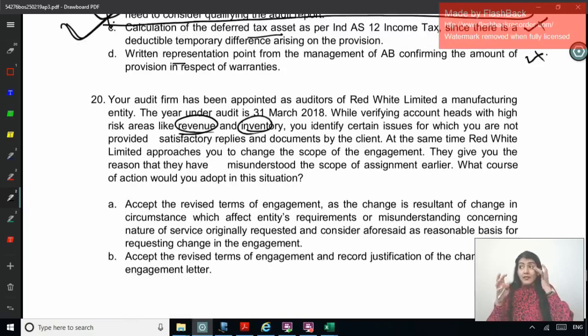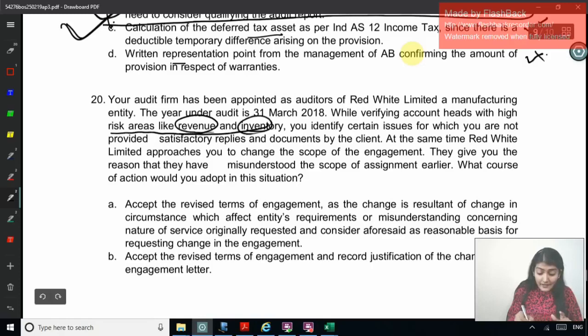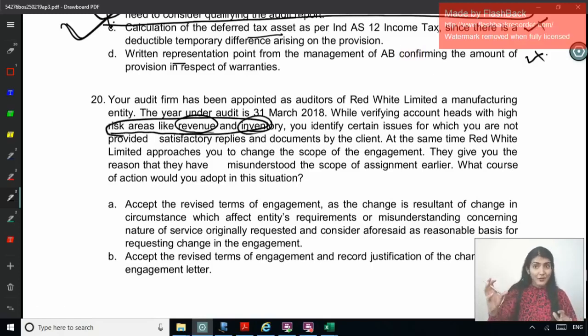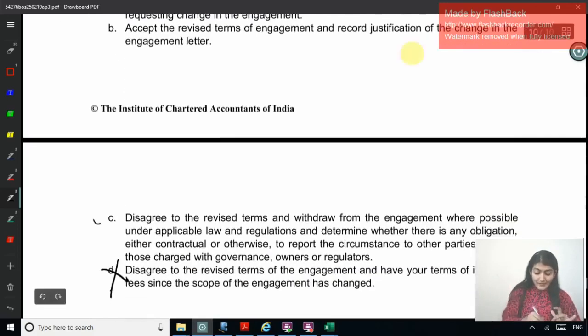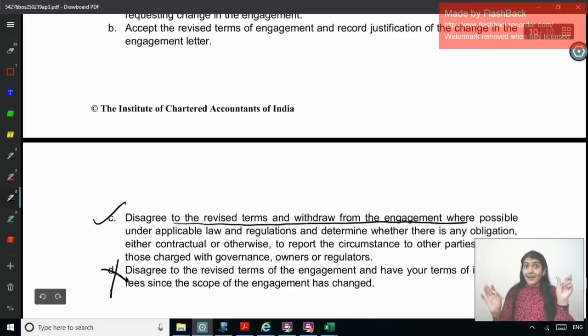See, otherwise if there would have been a change in terms of engagement, say fixed assets or inventory data not available, a limitation on scope, you would have issued a qualified or disclaimer report. But here, high risk areas like revenue and inventory. So probably there is an indication of fraud, right? So obviously this is more towards the C point. Disagree to the revised terms and withdraw from the engagement. Why? Because of high risk areas of revenue and inventory. And communicate to TCWG.